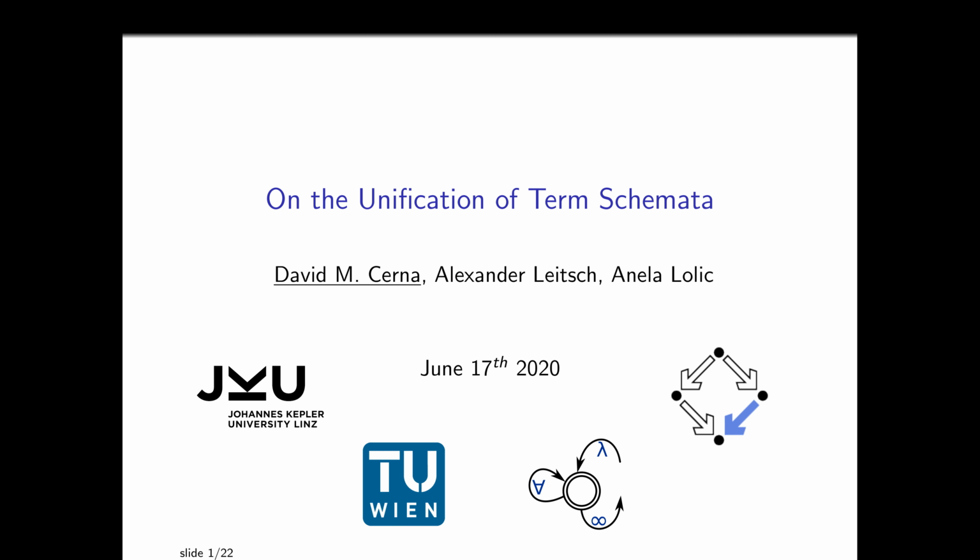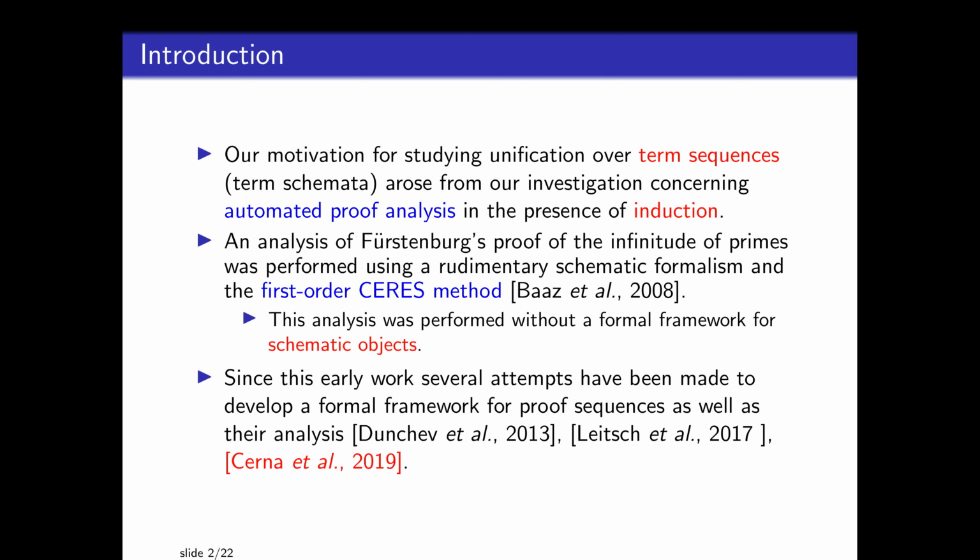So let's get started. Where did the motivation to study unification over term sequences start anyway? It started from automated proof analysis in the presence of induction. Maybe some of you know this work by Matthias Baaz, Alexander Leitsch, and a few other people concerning Fürstenberg's proof of the infinitude of primes, where using the CERES method, that's cut elimination by resolution, they were able to analyze this proof and show a relationship to Euclid's proof of the infinitude of primes. And here they didn't really have a schematic formalism.